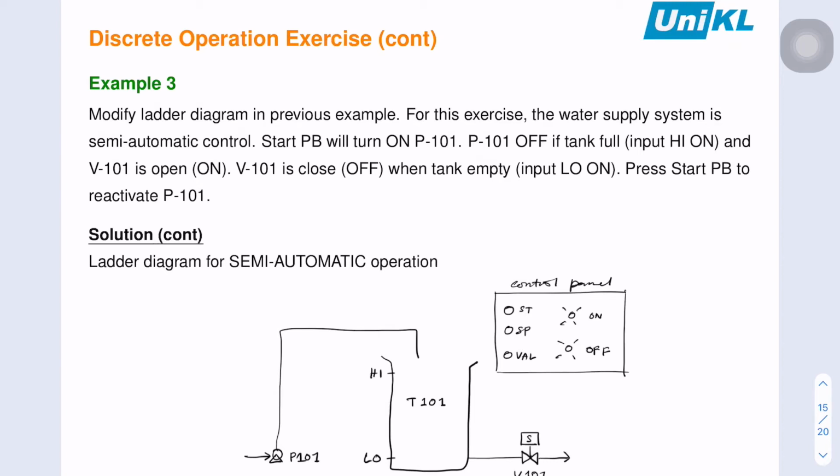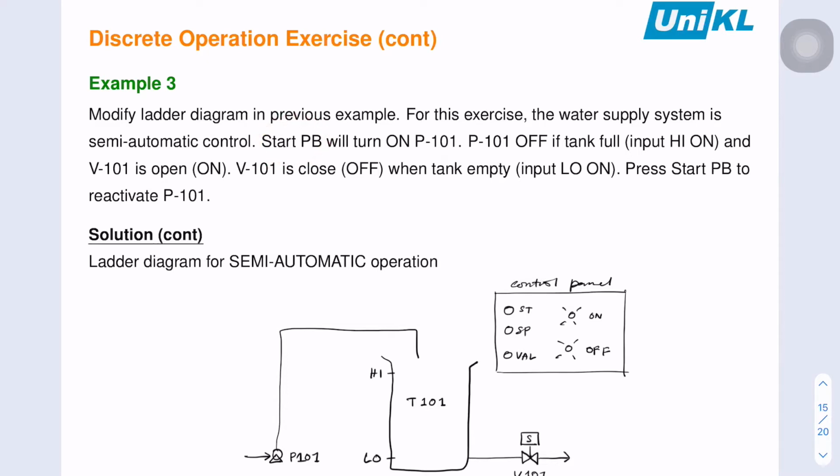In the previous example, we did the manual control for the water supply system. For this example, I'm going to show you how we can convert that example, which is manual control of the water supply system, into semi-automatic control. For this exercise, the water supply system is semi-automatic control.